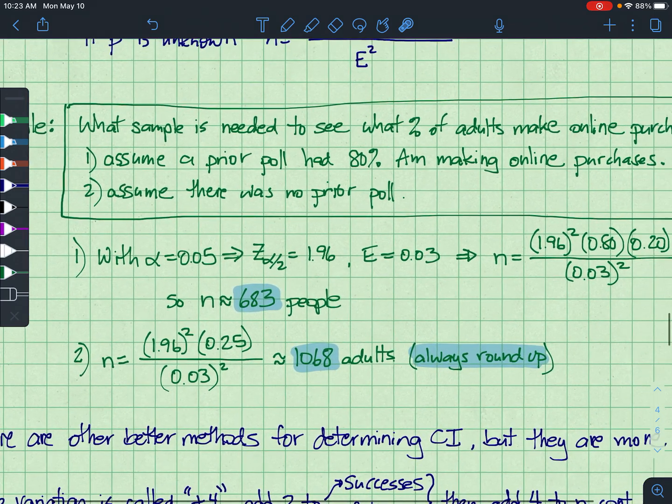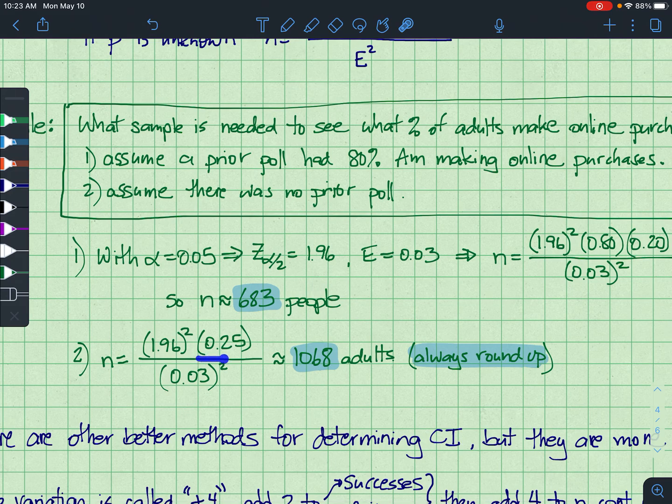All right, we can do that again this time. We're going to plug in 0.25 instead of the 80 and the 20. And if there were no previous results, then you would need 1,000 adults. Note here, I rounded this value up. I think it was 1,067.1. You never want to be less. You always want to be over that value.